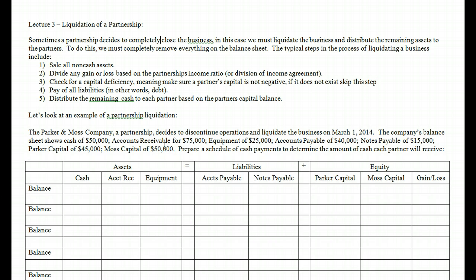Let's look at the liquidation of a partnership. Sometimes a partnership decides to completely close the business. In this case, we must liquidate the business and distribute the remaining assets to the partners. To do this, we must completely remove everything on the balance sheet.